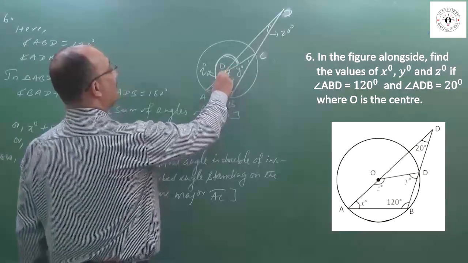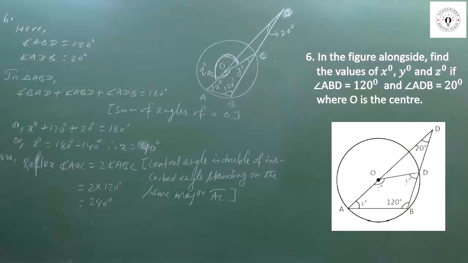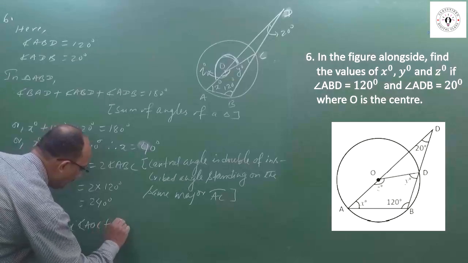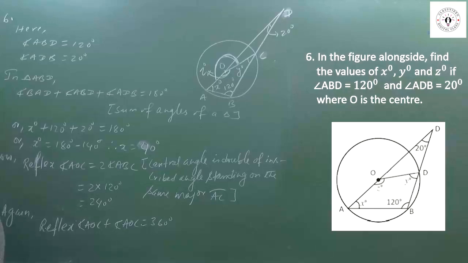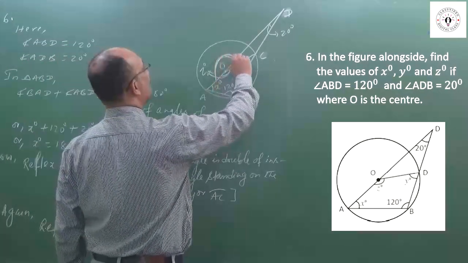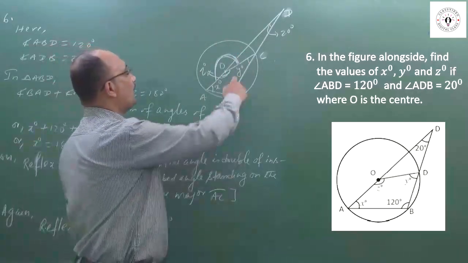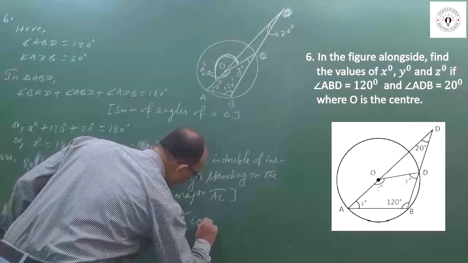But we need to find this angle, AOC, because this AOC is Z. So we need to find this angle. Again, reflex angle AOC plus angle AOC equals 360 degrees. Why? Look here. This is reflex angle AOC and this is AOC. When we add these two angles, it is one complete rotation, and one complete rotation is 360 degrees.